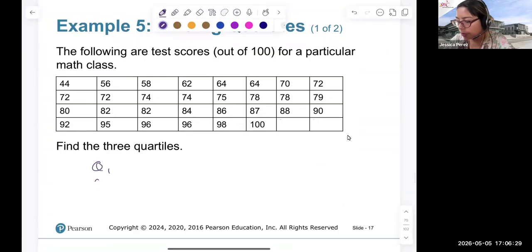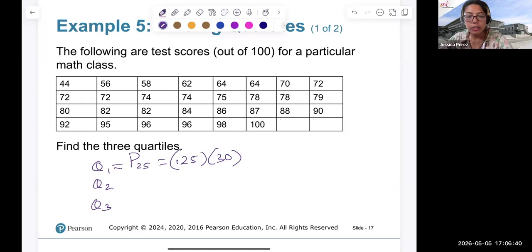Now, finding the three quartiles. I'm interested in finding quartile one, quartile two, and quartile three. First of all, quartile one is going to be P25, or 0.25, the 25th percent of 30. So P25 times 30, or 1/4 of 30, is 7.5, right? So we jump one more. So it's 1, 2, 3, 4, 5, 6, between 7 and 8. So it's 7.5.